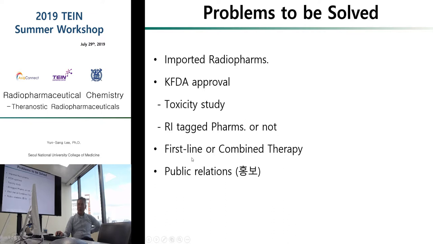So that will be good public relations. And also, as I remember, for yttrium Zevalin, if there is no treatment remaining, then we can use yttrium Zevalin treatment. But if we change it into first line therapy, then therapy efficacy is very dramatically increased. So we have to consider first line therapy for radionuclide therapy. Also, solely using a radiopharmaceutical is not good. So we have to consider combined therapy, chemo and radionuclide, or surgery, just like thyroid cancer. After the surgery, we can use the radionuclide. So that's all.